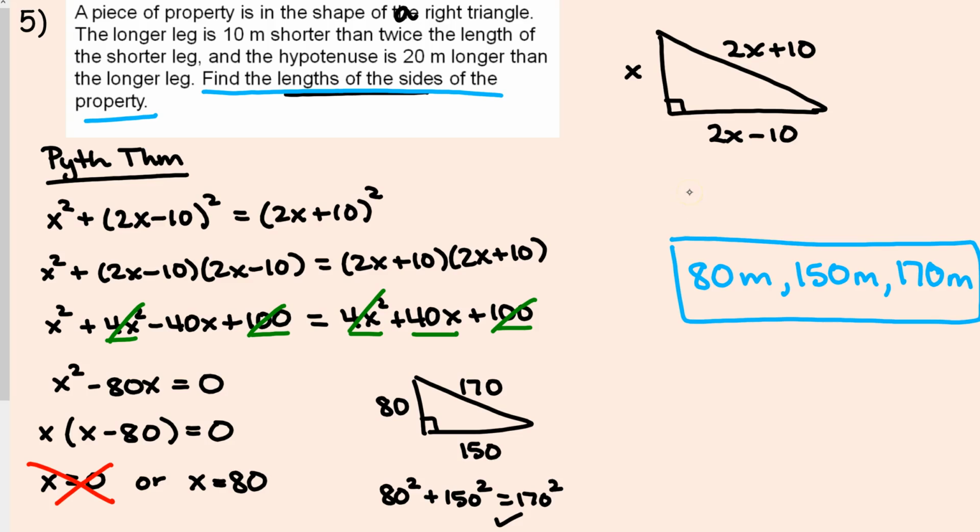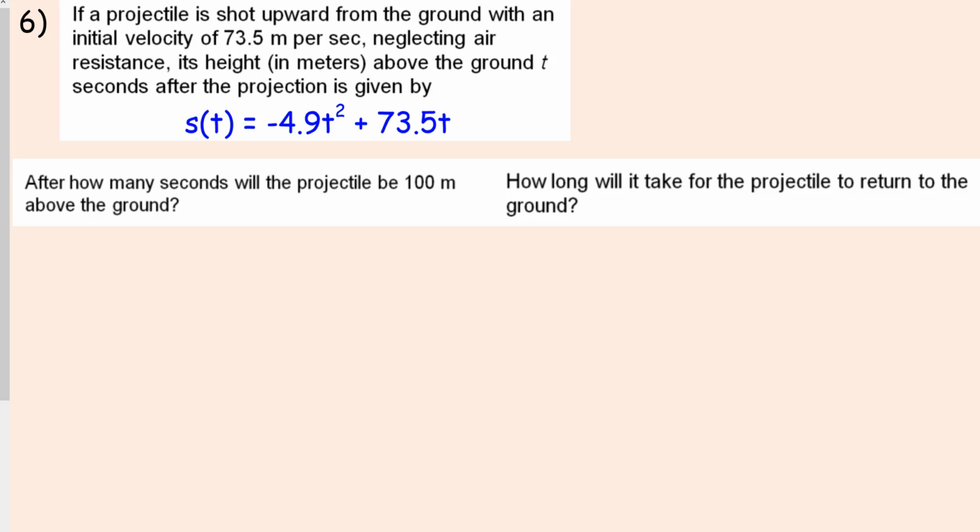Okay. We're going to move on to a couple more problems, and each of these problems I think we're going to end up using our graphing calculator at some point. Number 6. If a projectile is shot upward from the ground with an initial velocity of 73.5 meters per second, neglecting air resistance, its height in meters above the ground t seconds after the projection is given by, so this equation is the height of the projectile. S of t stands for the height at time t. There are two parts. After how many seconds will the projectile be 100 meters above the ground?